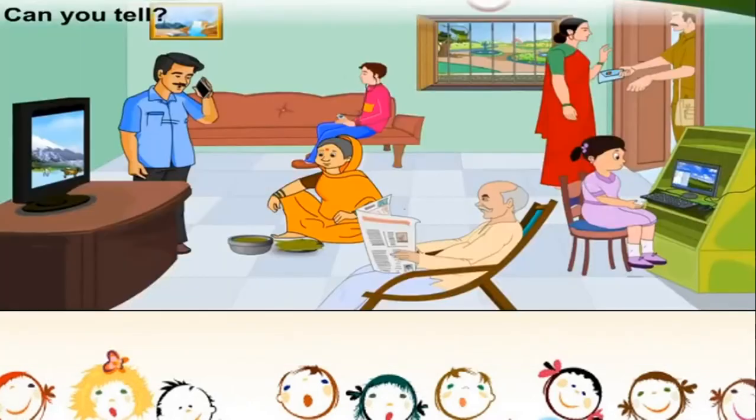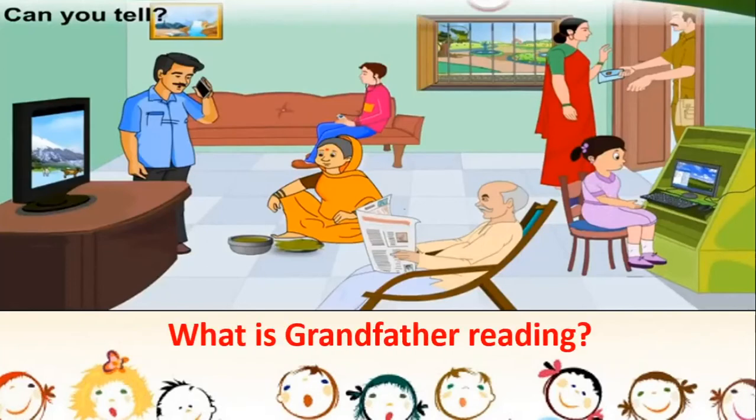Now let us talk about communication. Communication means getting information. So can you tell what grandfather is reading? What is grandfather in this picture reading? See here, what is this? He's reading a newspaper. So our grandfather here in the picture is reading the newspaper.